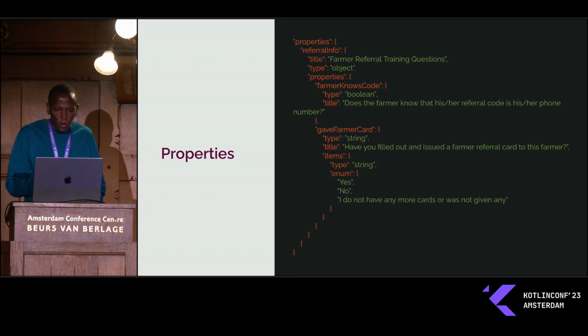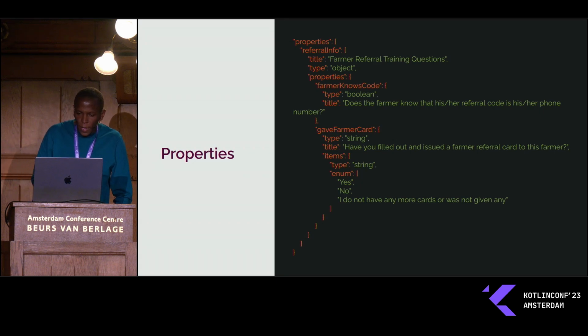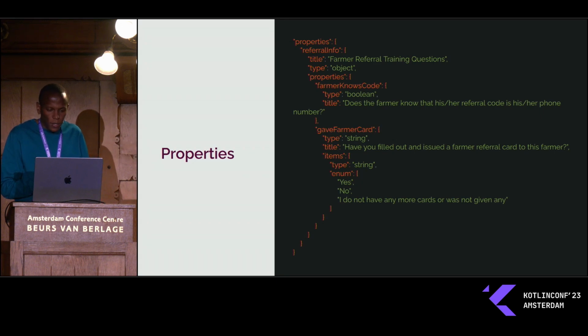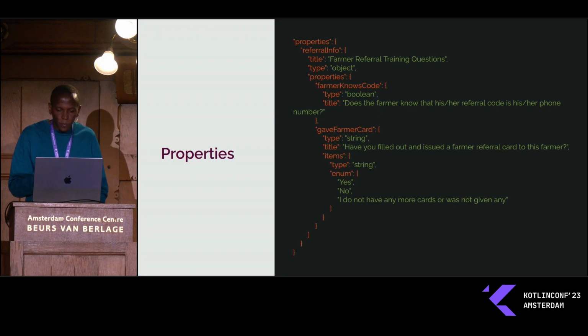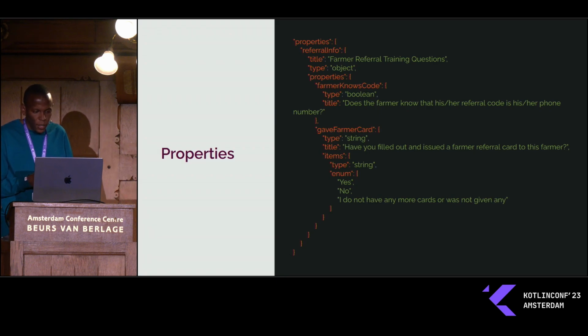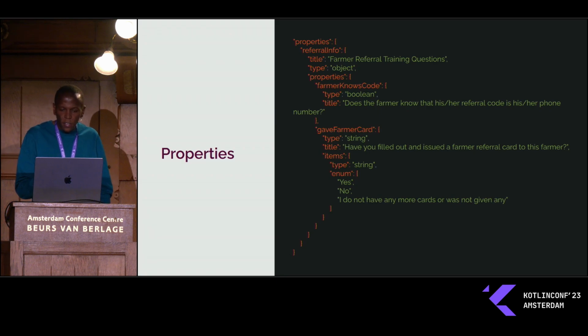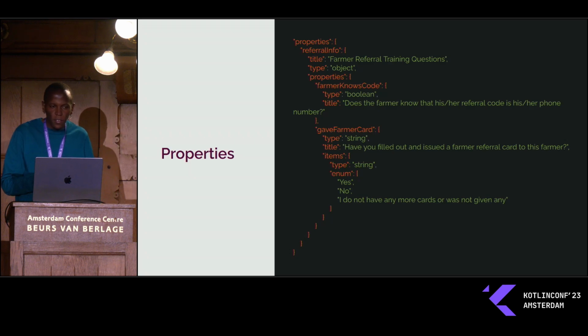Inside the referral info, it has other properties. Inside the properties, we have a farmer's code. Farmer knows code is a single field inside this property. It has a type as well. As you can see, it's a Boolean, and we also have a title. So this is the title that we're going to display on the input.